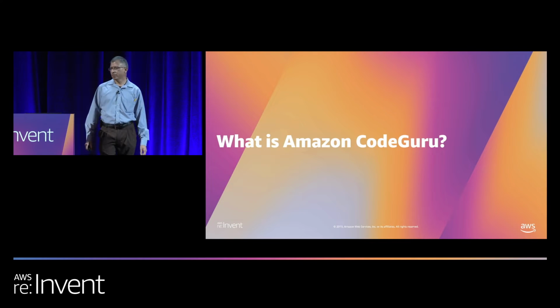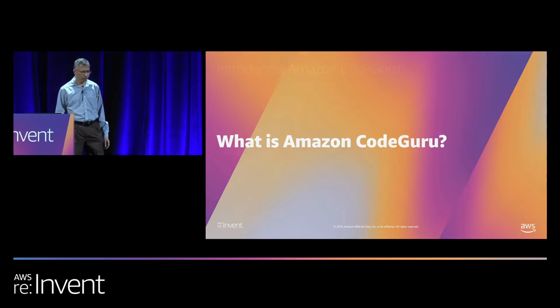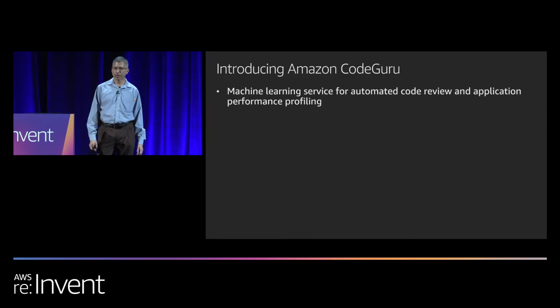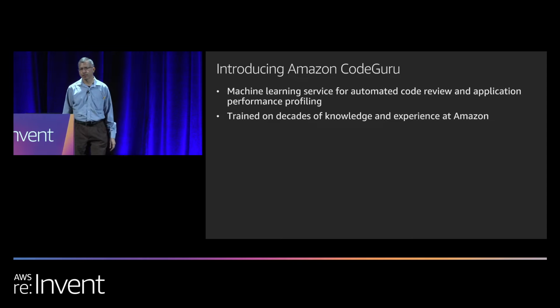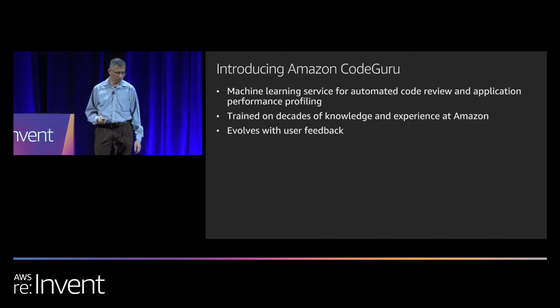So let's dive deep into what Amazon CodeGuru is. Amazon CodeGuru is essentially an ML service for automated code review and application performance profiling. And I'll show you what the different aspects are that it touches upon. The second one is it's based on decades of knowledge and experience at Amazon. So it captures several of the best practices, and it's trained on Amazon code bases and open source code bases.